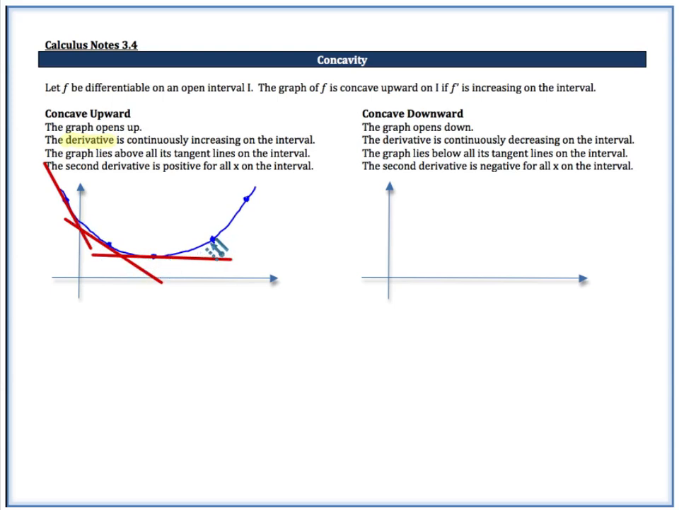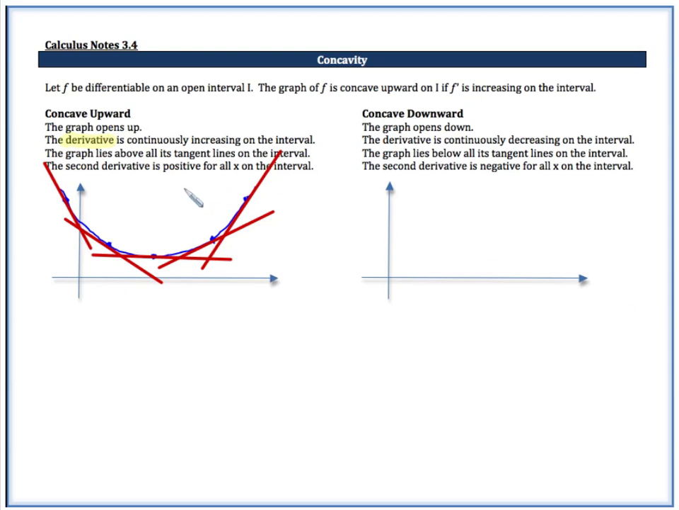The derivative at this point is the slope of this tangent line right here. And we can see now that this tangent line is positive, which is larger than 0, so the derivative is still increasing. And then if we look at the derivative here, we'd get this tangent line. You can see that this is steeper than this one, so this one has a higher slope, meaning the derivative is still increasing on that entire interval.